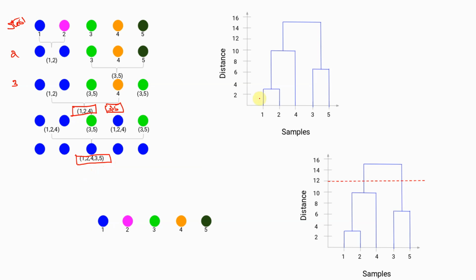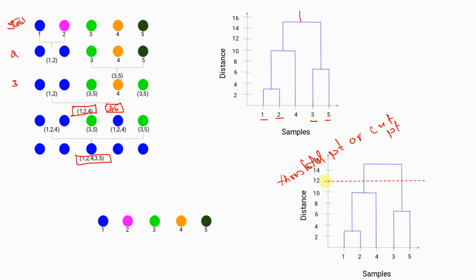And the same thing will be represented in a dendrogram. In a dendrogram, initially data points 1 and 2 are clustered, and in the next iteration 3 and 5 are clustered together, and in the next iteration data points 1, 2 along with 4 are clustered together. Finally, all data points belong to a single cluster. And how will you decide the number of clusters you need? There is a thing called the threshold point or cut point.